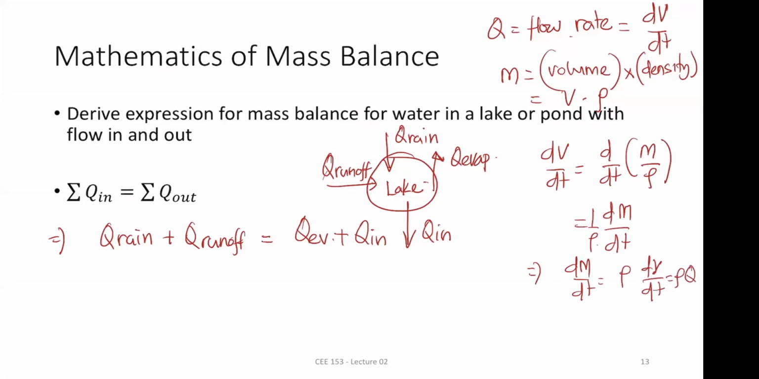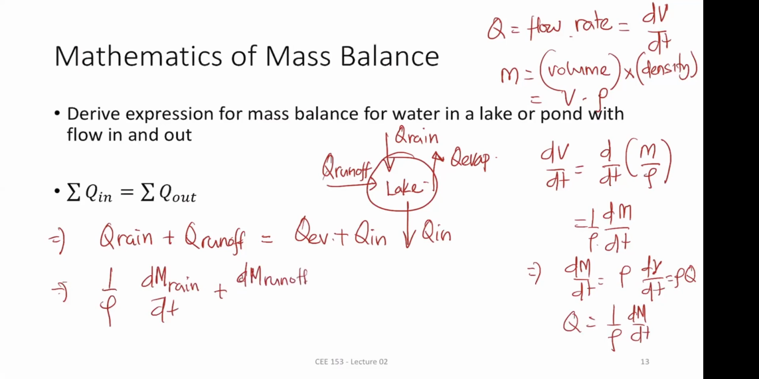So all these things over here are density times Q. So Q equals 1 over density times dm over dt. If I write this one, it becomes 1 over density times dm rain by dt, dm runoff by dt.